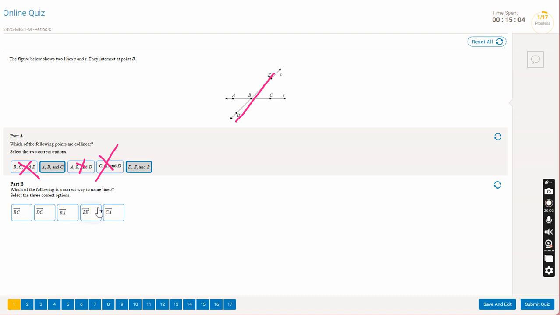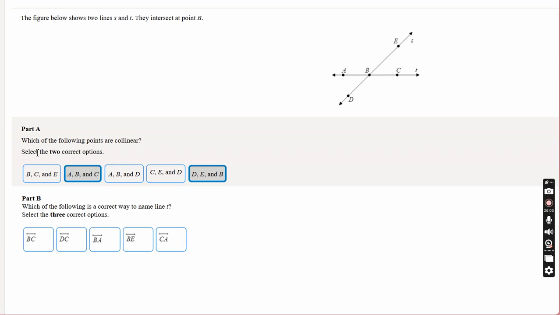Now, what did we learn about this? Which of the following is the correct way to name line T? Remember, on line T there is A, B, C. So now what are we going to do? Remember, there's supposed to be a line sign on the top as well. So keep that in mind.